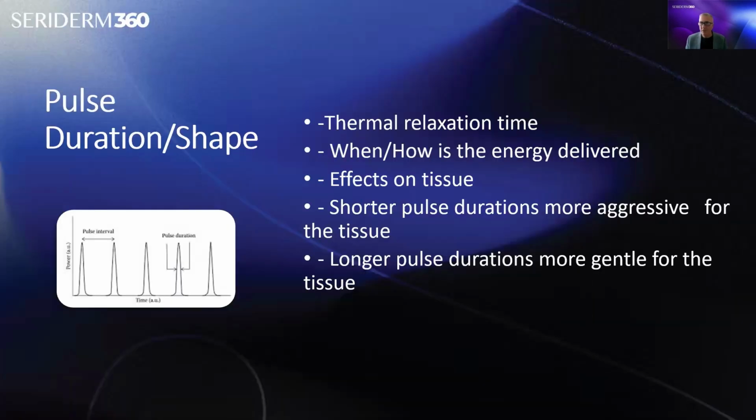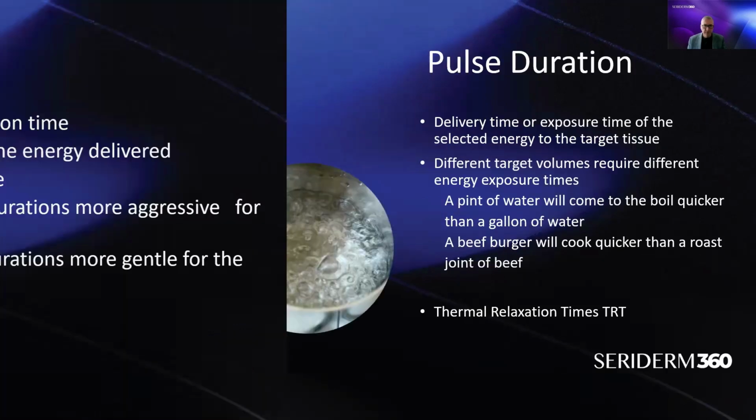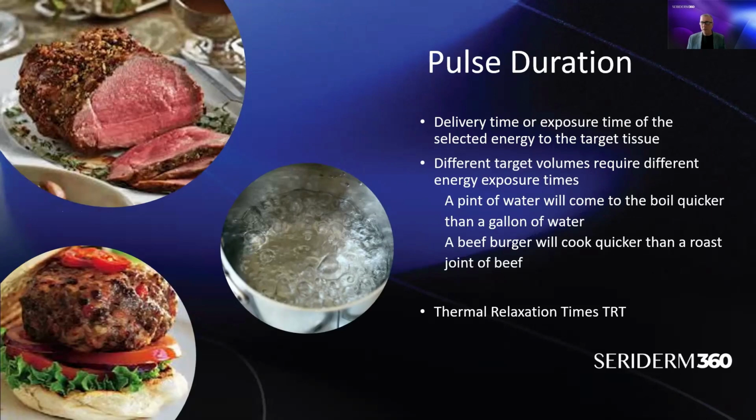Once we get the wavelength right, the next most important thing is to get the pulse duration right. The pulse duration is our energy that's going to get us the temperature, but it's the pulse duration that'll keep it there long enough to get that transfer of heat to produce the clinical effect that we're looking for. We know shorter pulse durations are more aggressive, longer ones are more gentle, but we have to get this pulse duration right. So I want to talk a little bit about cooking meat.